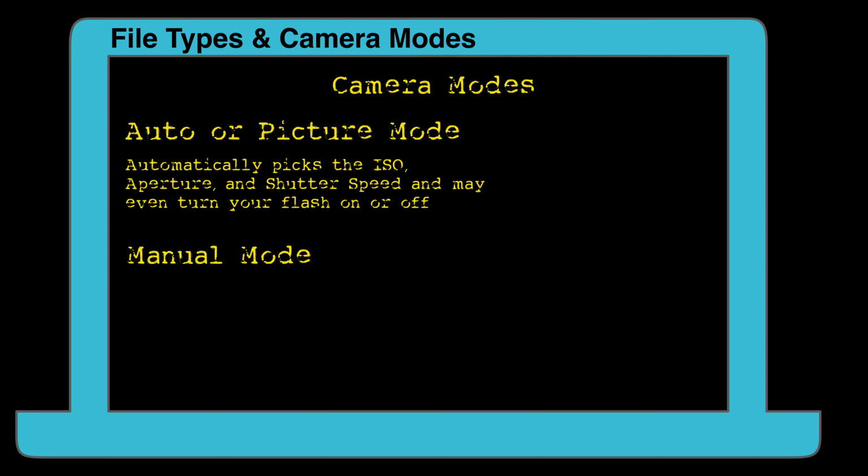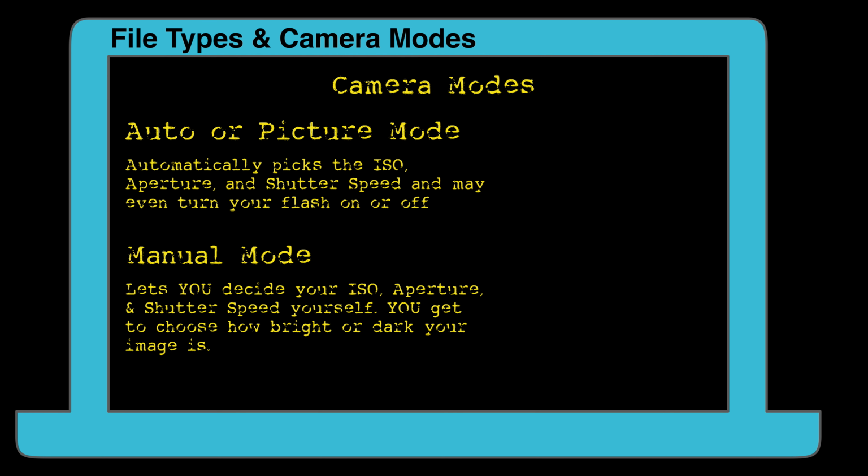The next mode is manual mode. Now this is the mode that is used by almost all professional photographers. This lets you decide your ISO, your aperture, and your shutter speed yourself. You get to choose how bright or dark your image is. This is going to take a little bit more brain work for the first few weeks that you use it, but once you get it, you're going to be able to get perfect photos almost every time. As long as you are thinking about your ISO, aperture, and shutter speed, you're able to do everything by yourself.